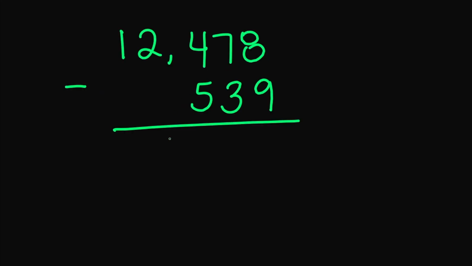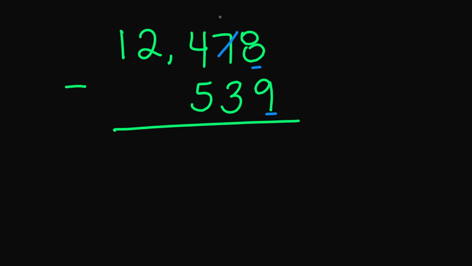Let's try this question here. This will be our little bonus round, okay? So 12,478 minus 539. First, we're going to subtract 8 minus 9. I can't do that. I need to borrow. I'm going to borrow from the tens place.